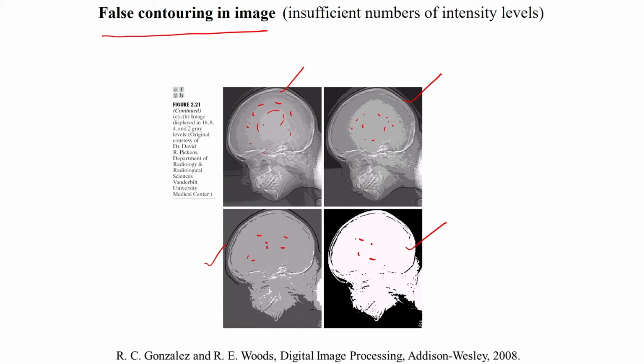So, I have two effects, one is the checkerboard effect, that is because of the spatial resolution, and another one is the false contouring effect because of an insufficient number of intensity levels. So, I have given these two examples.